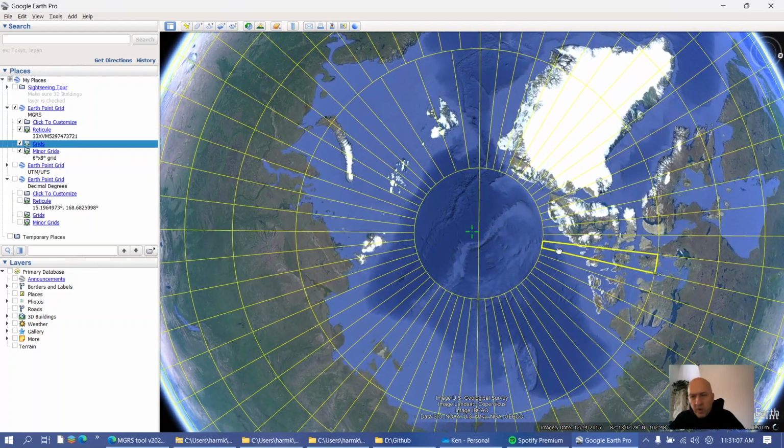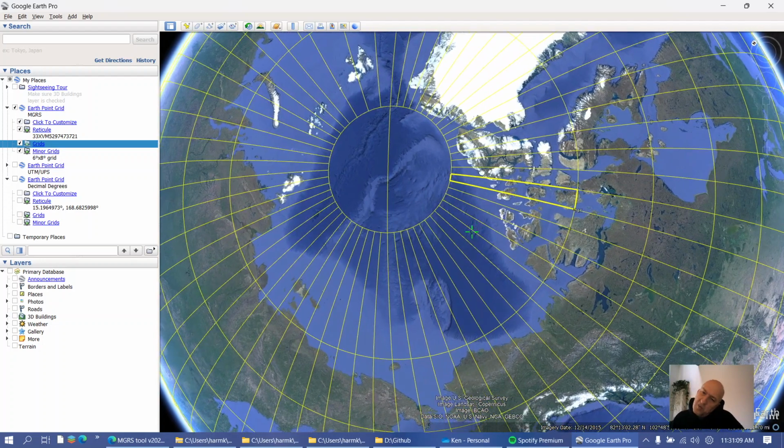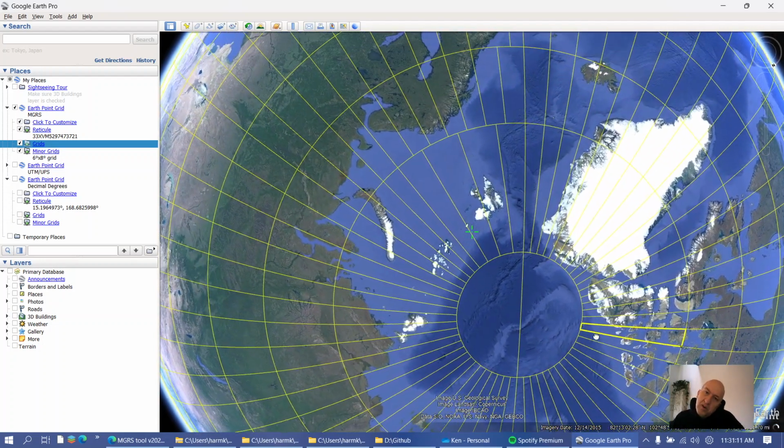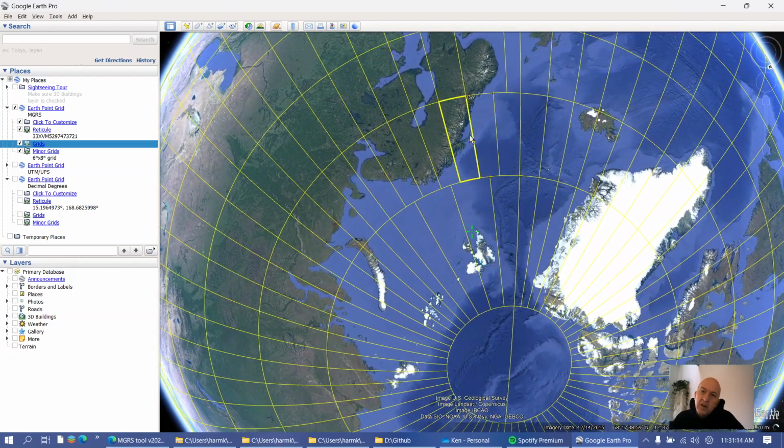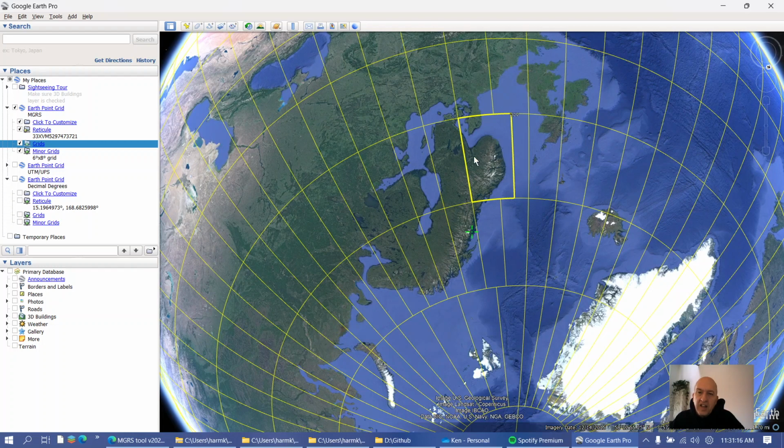There are some other weird ones. Let's see. There's a weird one in Europe. Where is it? Right there. That one's extra wide just so they can get this part here. But most of the time it's 6 degrees wide and 8 degrees tall.